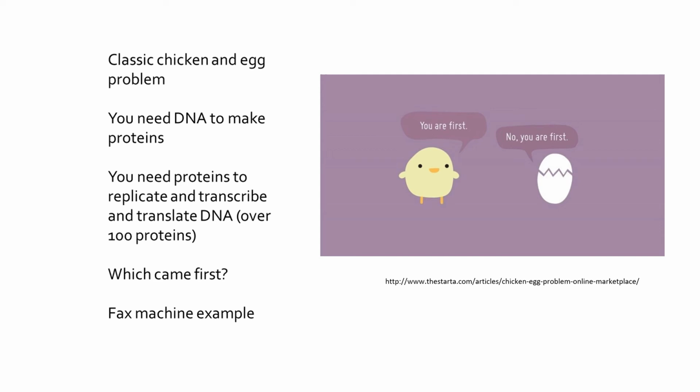So let me try to drive the example home a little bit more if that didn't make sense. Let's say, for example, that DNA contains the instructions to build the first fax machine. But the only way I can get you those instructions is to fax them to you. So I would need a fax machine to fax you the instructions to make a fax machine.